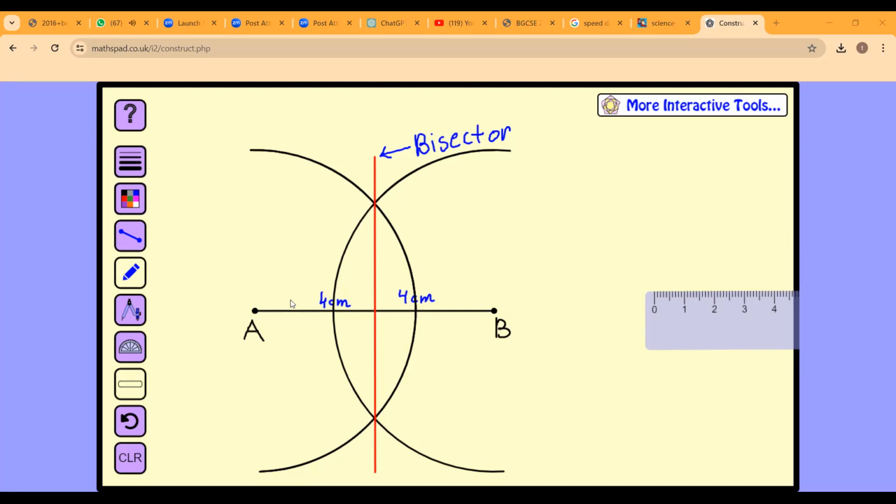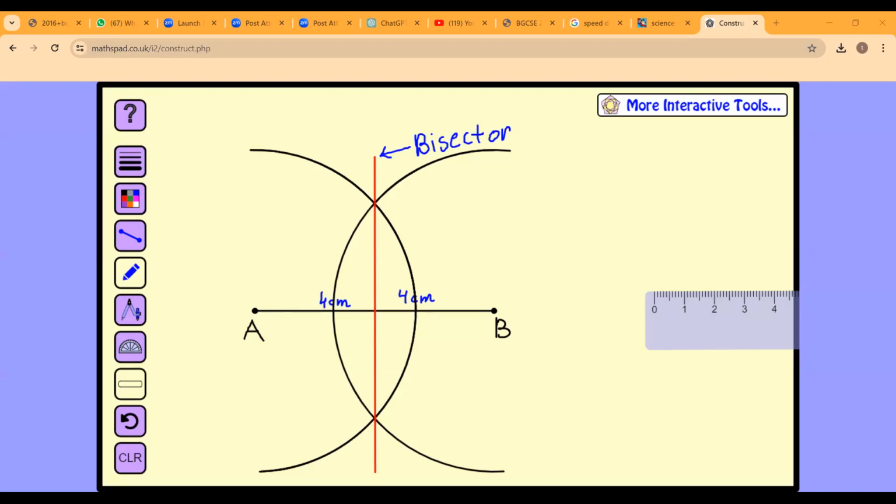So we have, again, the bisector, that's the red line. We have the arc, another arc, and then each one is going to measure 4 centimeters. So that's how we get that one done.